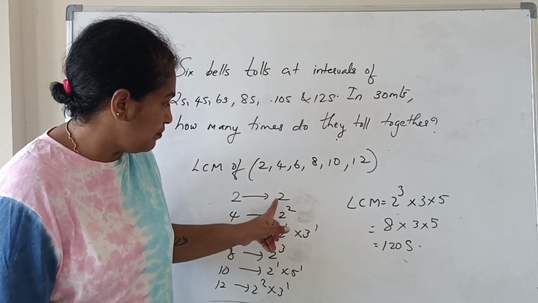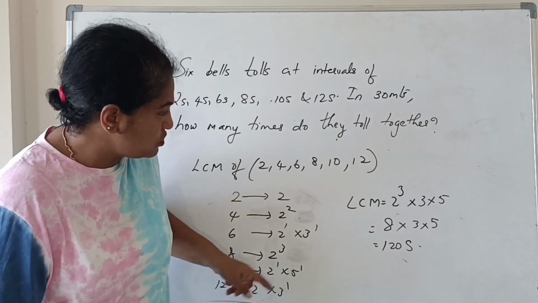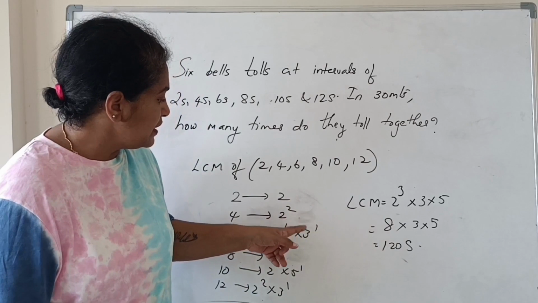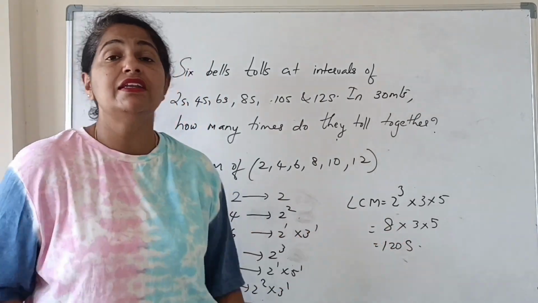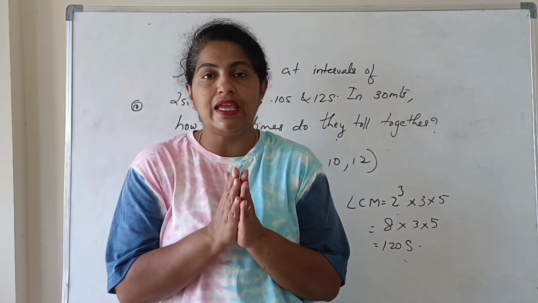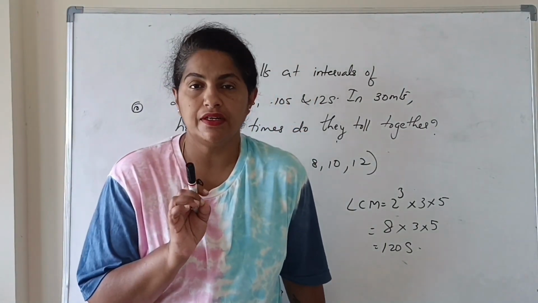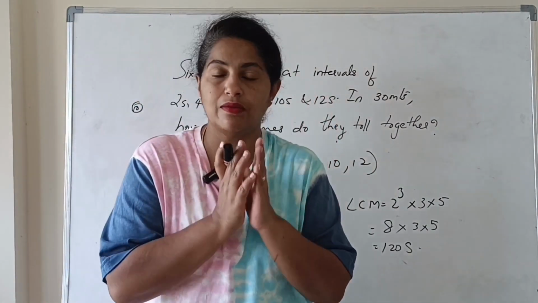And so I have broken down each term into its prime factors. 2 is common to all of the terms, so I have taken 2 with the highest power because we are finding out the LCM. 3 is there only for 2 terms, I have taken it, and 5 for 1 term. So I will get 120 seconds as the LCM of these numbers. So after every 120 seconds, all these 6 bells will toll simultaneously.